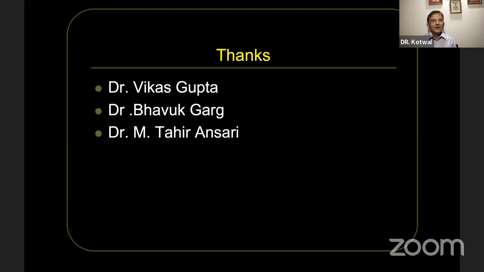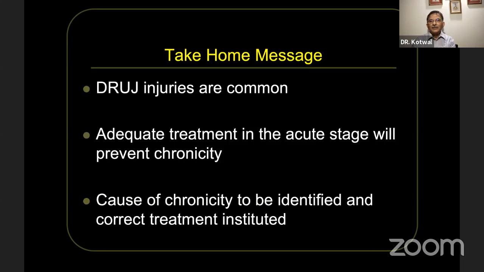So to conclude, DRUJ injuries are common because of the distal radius fractures and other such injuries in that area. However, if they are treated adequately in the acute stage, then that can prevent the chronicity. But otherwise, you can definitely identify the correct procedure and treat it accordingly. Thank you very much for your attention.